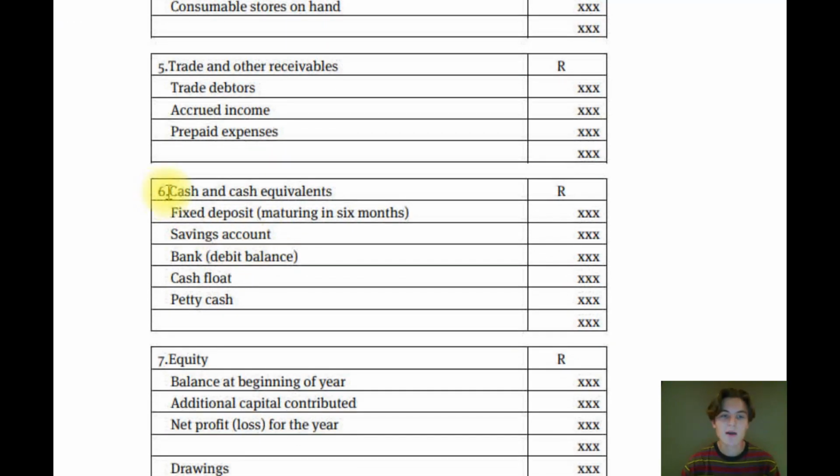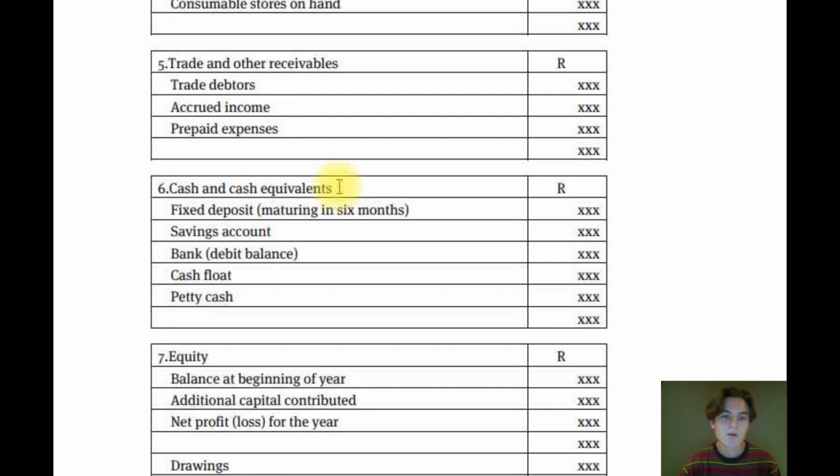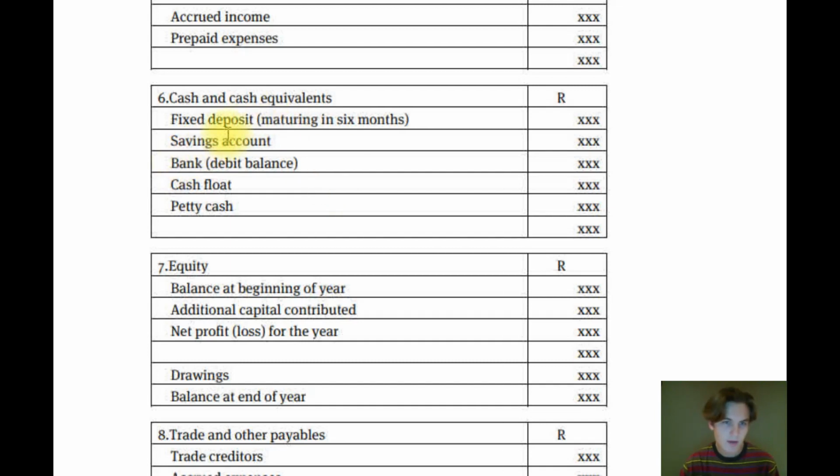Then note 6, we have cash and cash equivalents. So this relates to accounts such as savings accounts or bank, petty cash, cash float. And over here you can see that they have fixed deposits as an example. So fixed deposits are generally not cash and cash equivalent. However, if a portion of that fixed deposit is maturing, meaning it'll be paid out in the next 12 months, then it will be a cash and cash equivalent.